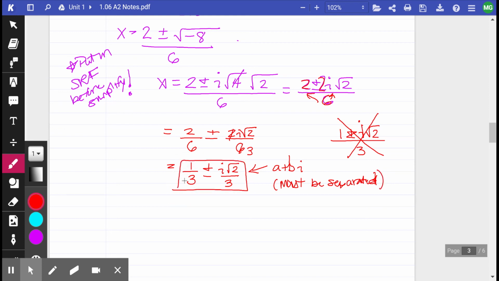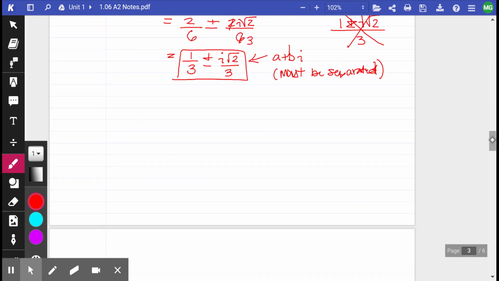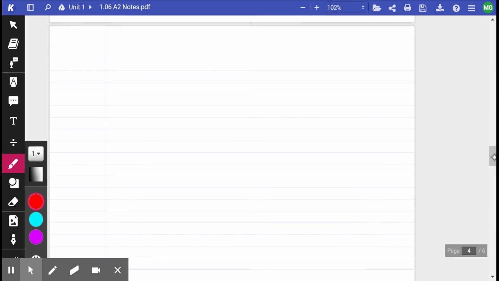And again, you could write it as 1/3 plus i radical 2 over 3 and 1/3 minus i radical 2 over 3 as well. All right, so that's one of each of those. And then now we're just going to summarize the 4 situations for the discriminant.